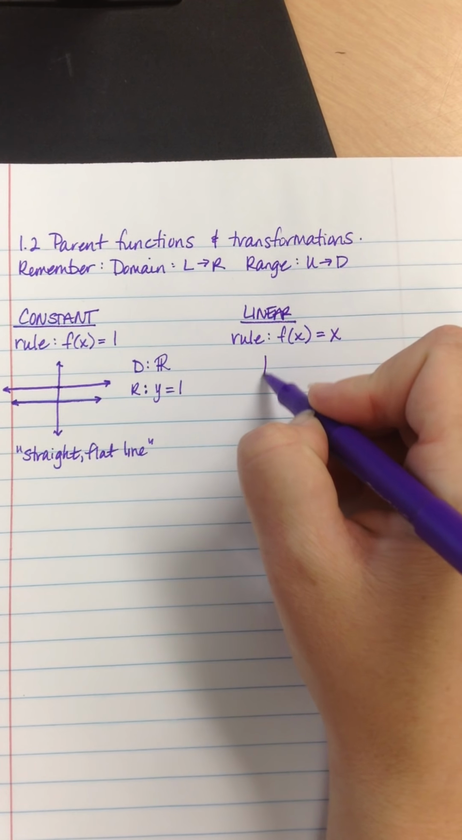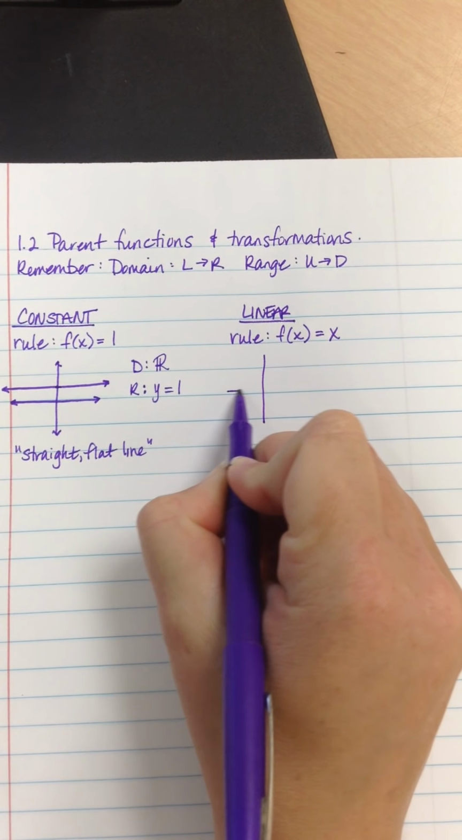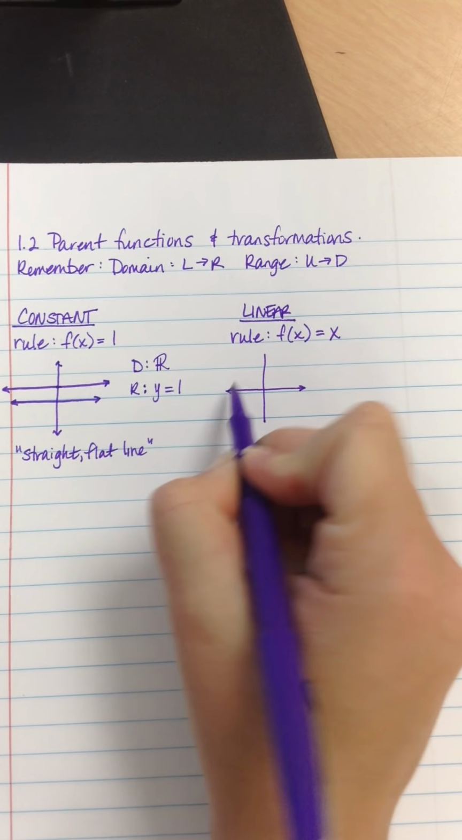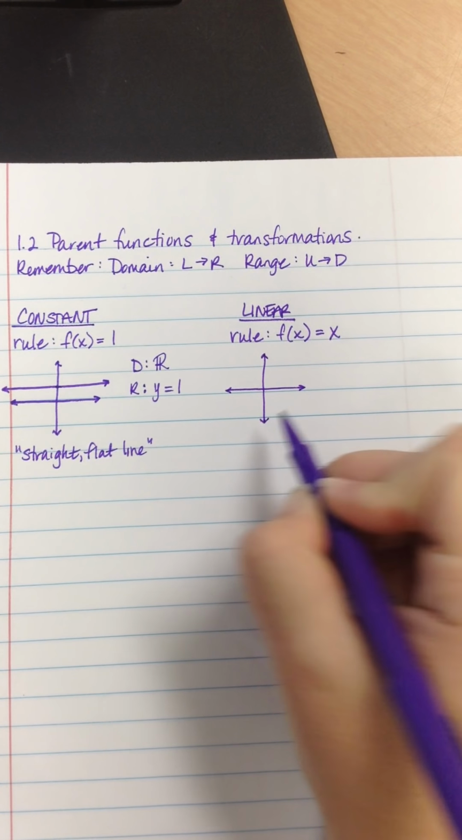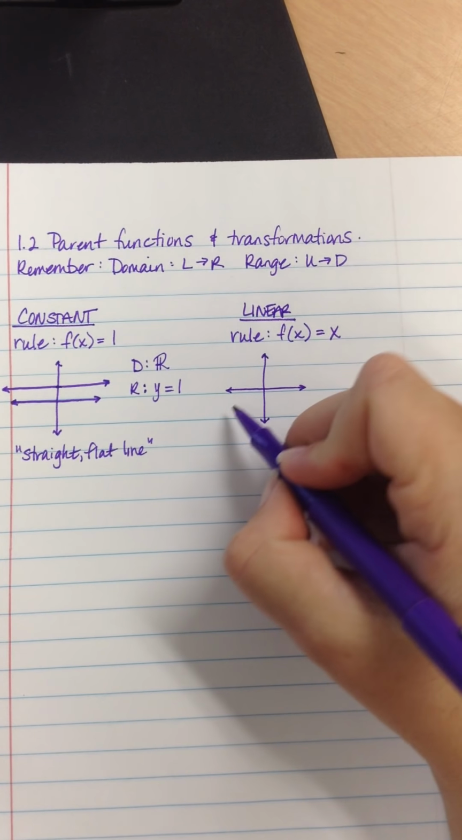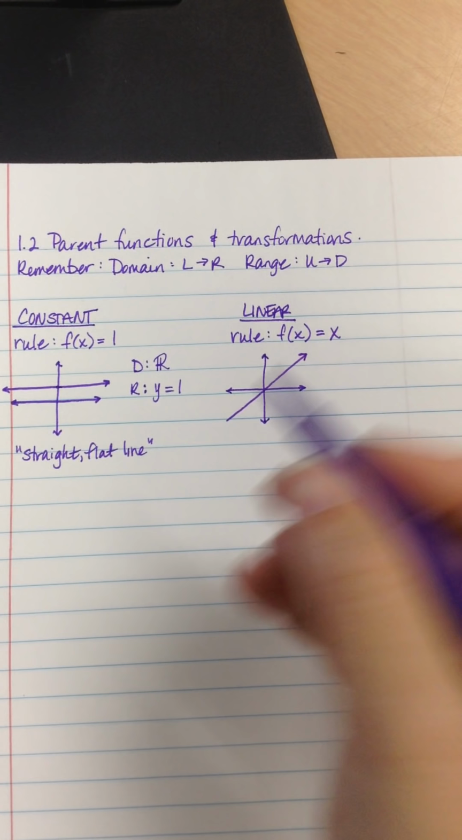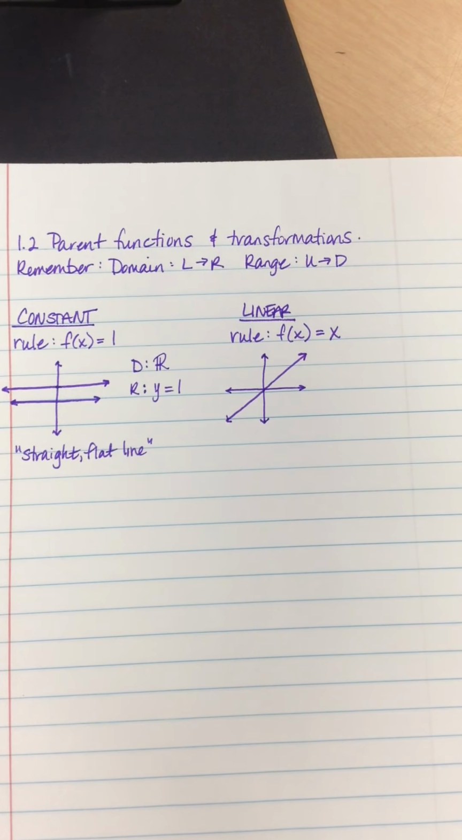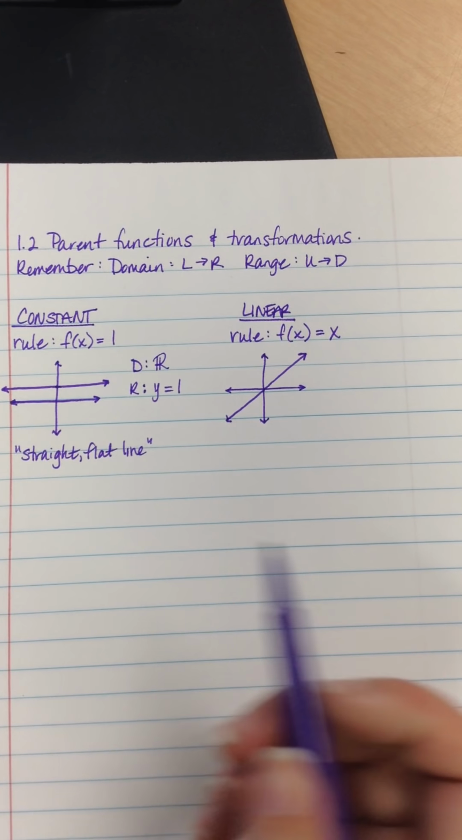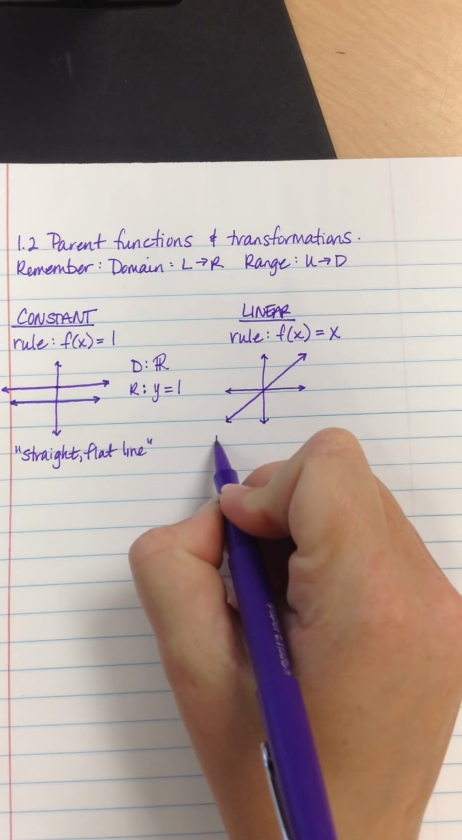And an example of what a linear graph looks like, it's basically any other graph you've ever seen in your whole life. It always crosses right at the origin, at least the basic linear graph does. And there it is. A way to remember this is a straight sloped line.